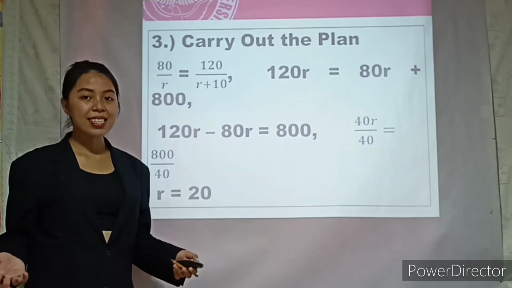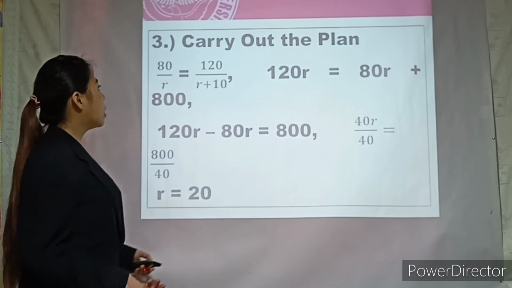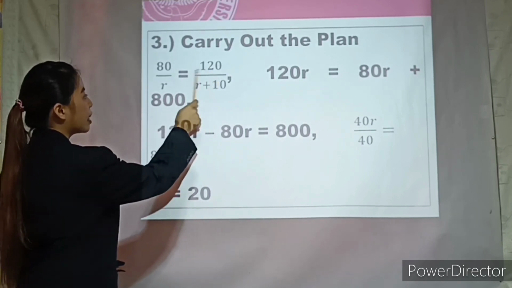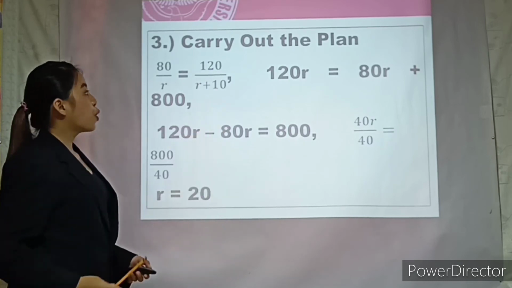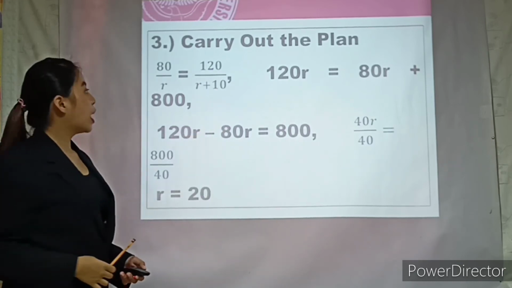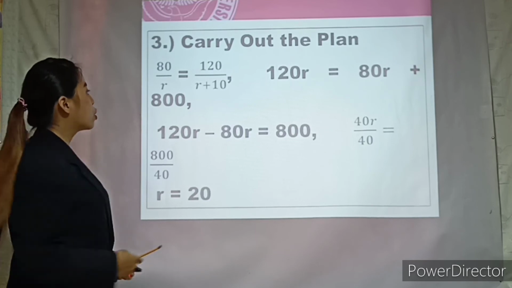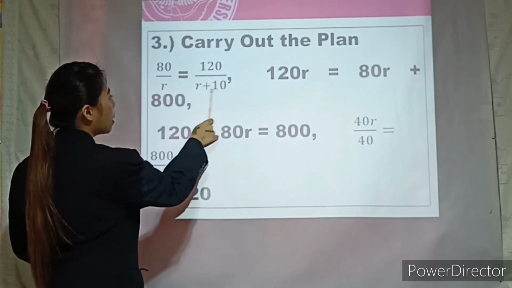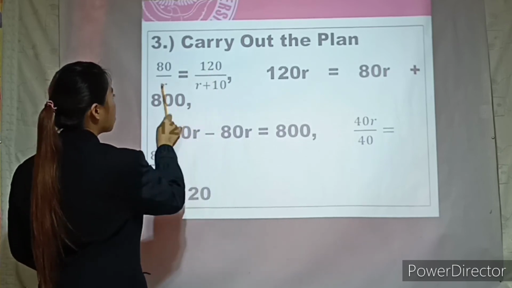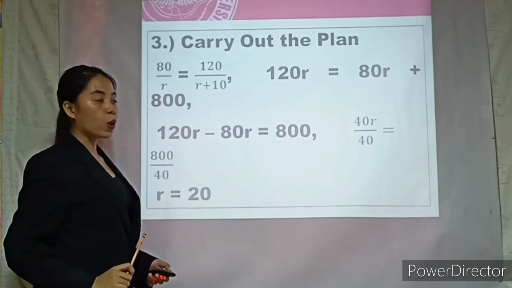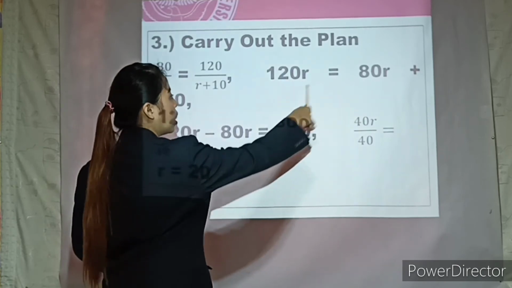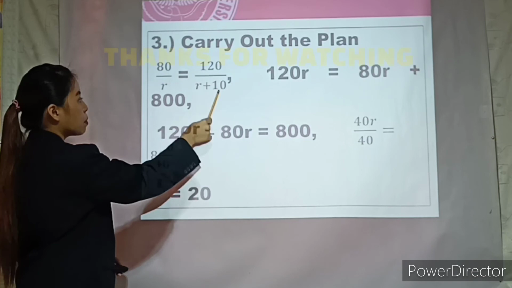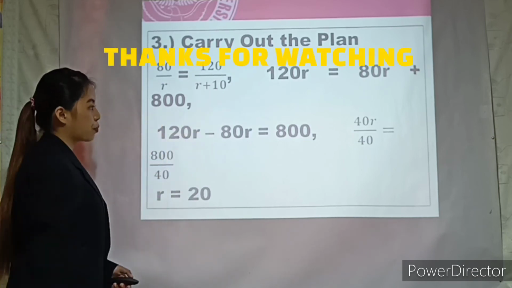So now, let's carry out the plan. 80 over R is equal to 120 over R plus 10. So, we are going to follow the cross multiplication. We multiply 80 times R plus 10, then 120 times R. This will result into 120R equals 80R plus 800. 80 times 10, that is 800.